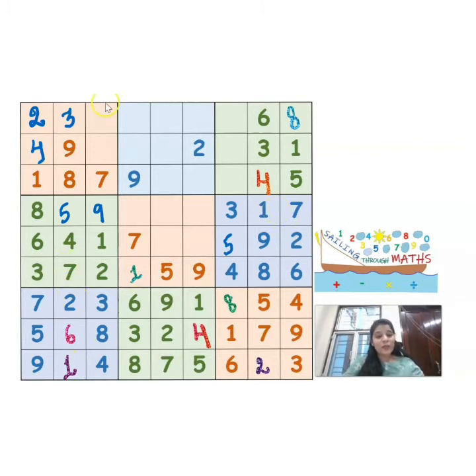Now let's move on to the third column. The numbers which are missing in the third column are 5 and 6. Now, can 6 come here in this block? No, 6 cannot come here in this block because 6 is already there in the first row. So if 6 is already there in the first row, then the number which is going to come here in this block is going to be equal to 5. So 5 is going to come here and 6 is going to come here.